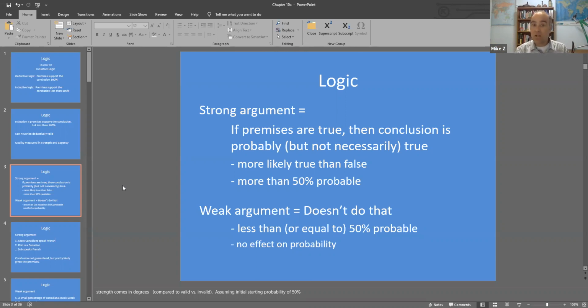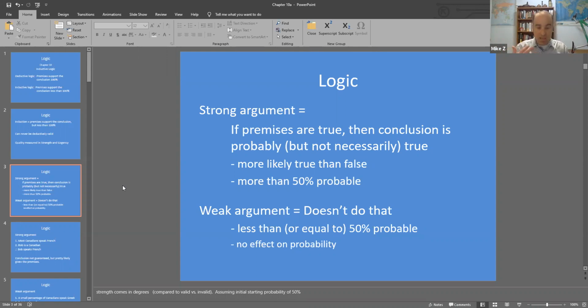But then on the other hand, a weak argument is one that could have just no effect on the probability of the conclusion being true at all, right? So before you hear the premises, you're like 50-50 whether the conclusion is true or not, and then you hear the premises and you're still at 50-50, right? Maybe the premises just had no effect on whether the conclusion is more or less likely to be true. So that would be a weak argument.